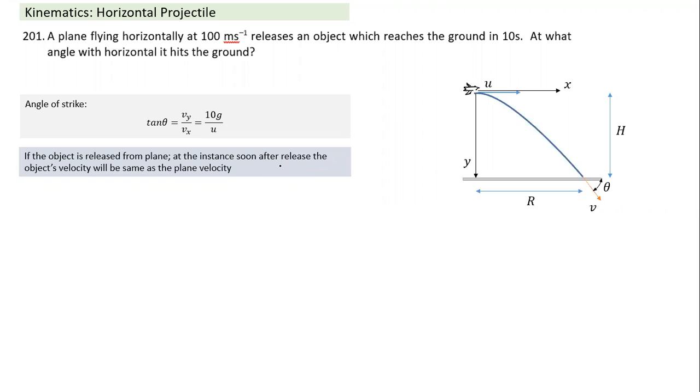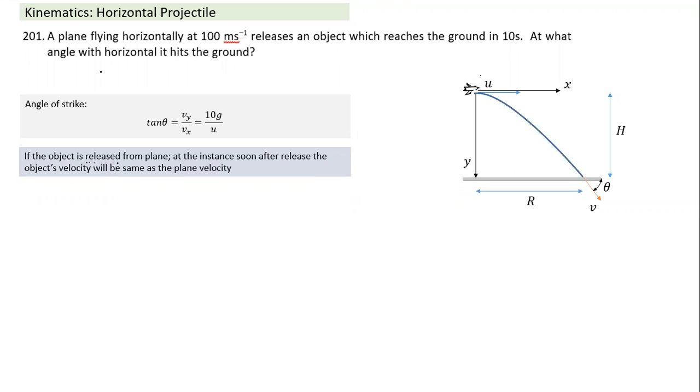What are the important points we need to keep in mind? And I'll keep repeating this point many times so that we don't make a mistake here. If the object is released from the plane, at the instant soon after the release, the object's velocity will be the same as the plane's velocity. So whenever the word release is used, it means it will have the same velocity. Unless it is said that it is projected from the plane; sometimes we can also use the term projected forward from the plane. In that case, the velocity is different. It means it is given a throw before it is released, something like that.